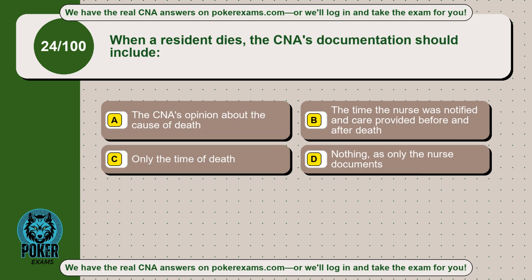Question 24. When a resident dies, the CNA's documentation should include: Option A. The CNA's opinion about the cause of death. Option B. The time the nurse was notified and care provided before and after death. Option C. Only the time of death. Option D. Nothing, as only the nurse documents.